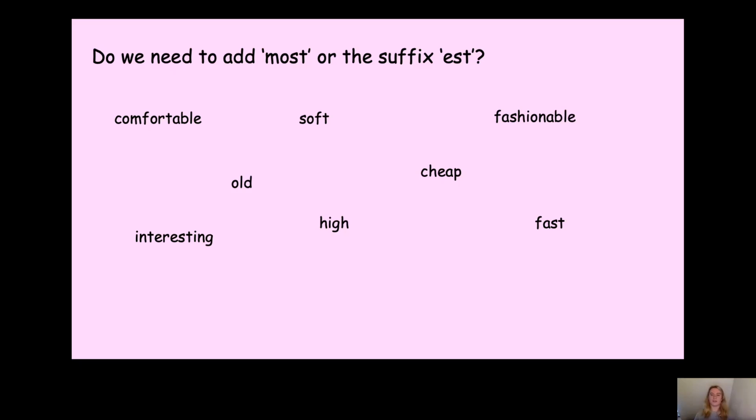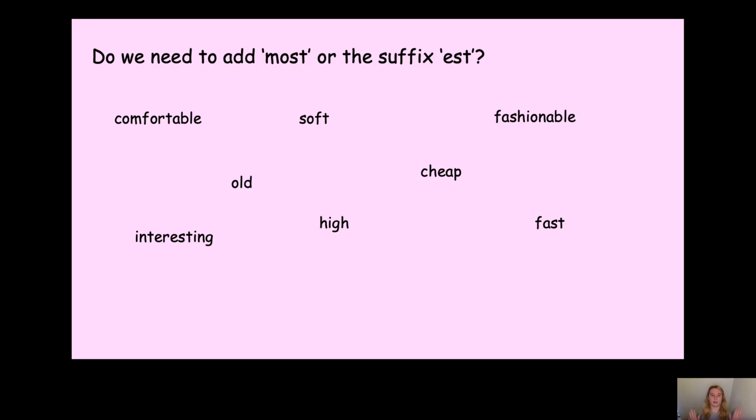Then we've got fashionable. Okay, let's clap along. Fashionable. Okay, there we go. More than 1 syllable, isn't there? So we add most. You could say, my t-shirt is the most fashionable item of clothing in my wardrobe.